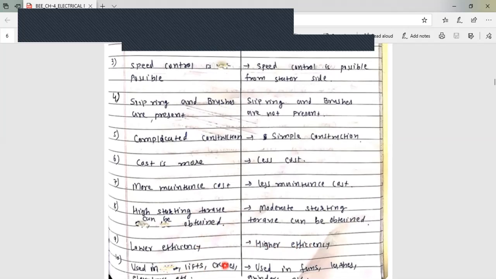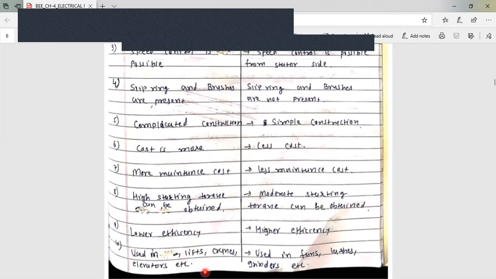Used in lifts, cranes, elevators. Used in fans, lathes, and grinders. So this type of rotor is used where moderate or small starting torque is needed. In lifts, cranes, and elevators, this type of rotor is used because high starting torque is needed.